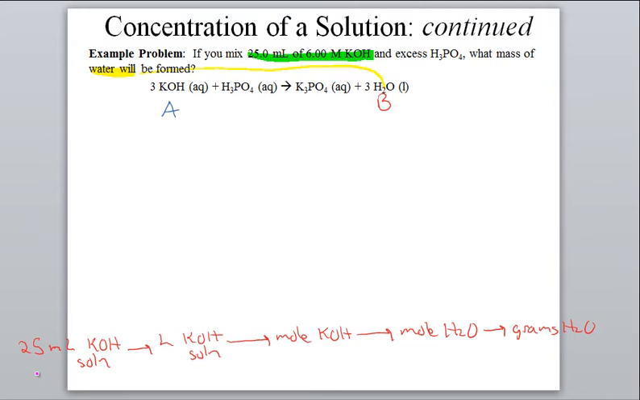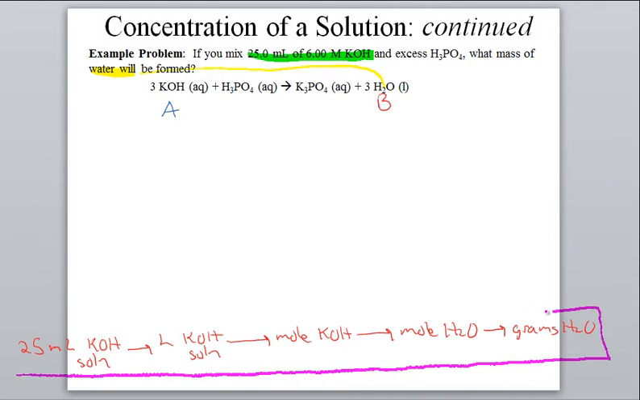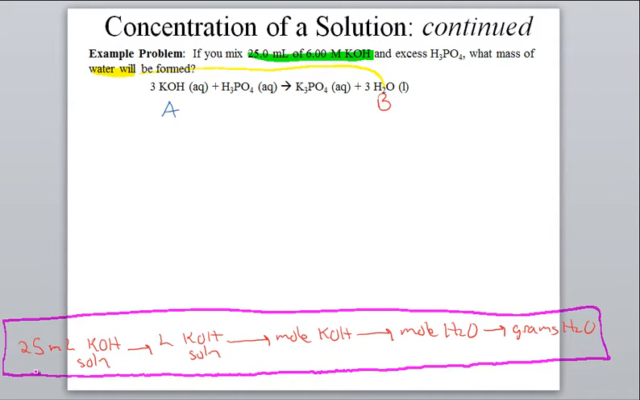So in this problem, we're going to start out with our A, 25 milliliters of KOH. If you can get that into liters, then you can use concentration to figure out how many moles of KOH have been added. Using the chemical reaction, you can then figure out how many moles of water are being produced. And using the molar mass of water, our B, we can figure out how many grams of water is being produced. So go ahead and pause the video and set up the stoichiometry problem. Unpause when you have an answer.